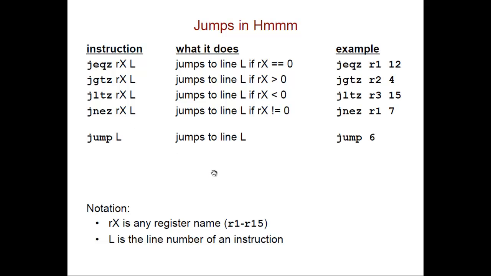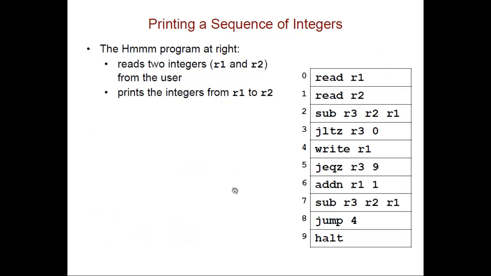There is also an unconditional jump instruction that no matter what will jump to the specified line number. And then there's what's called an indirect jump, jump R, that jumps to whatever line number is stored in the specified register. And we'll talk more about that instruction later in the semester. But here's an example of a program that uses jumps.